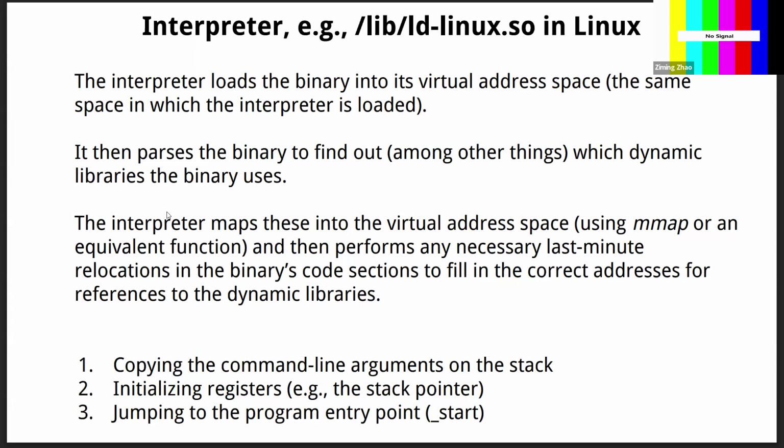So the loader, in Linux, is sometimes also called the interpreter. And usually we use this loader. This .so means shared object file, so this is basically a library file, and the loader or interpreter is stored in this file. Then the interpreter will set up the virtual address space, memory map the libraries, relocate some binary sections, and also copy the command line arguments onto the stack.